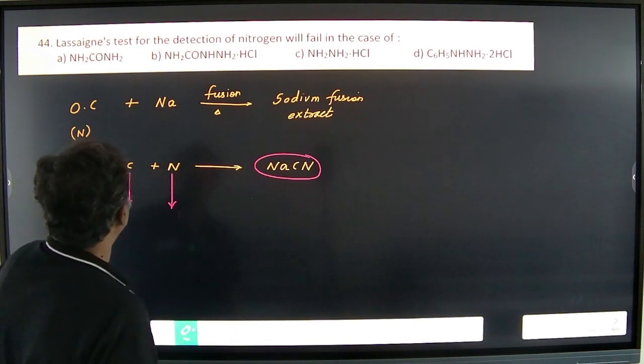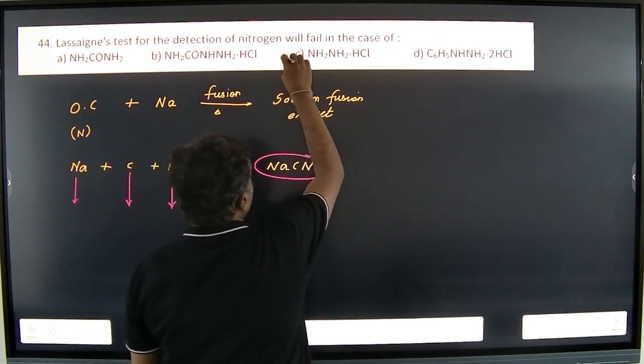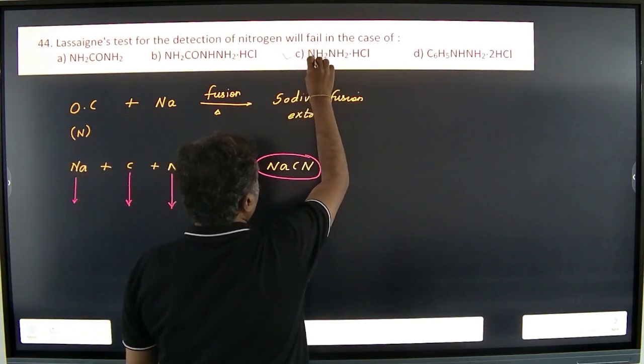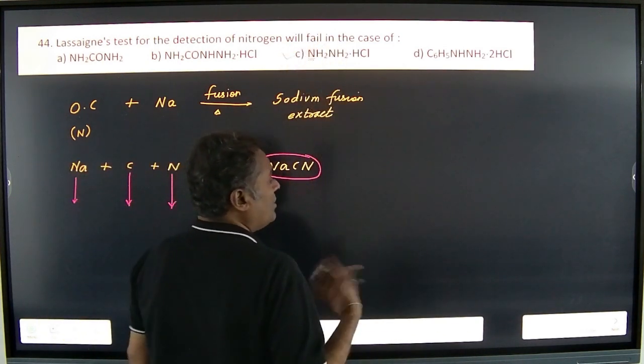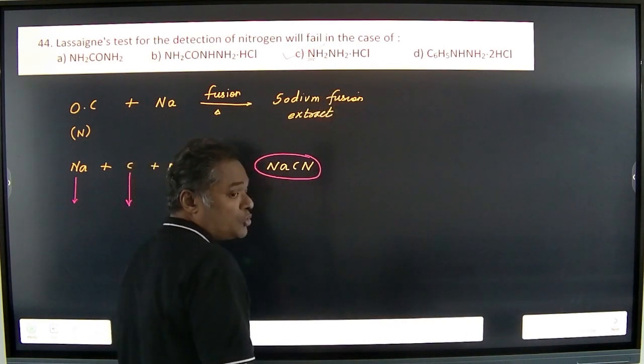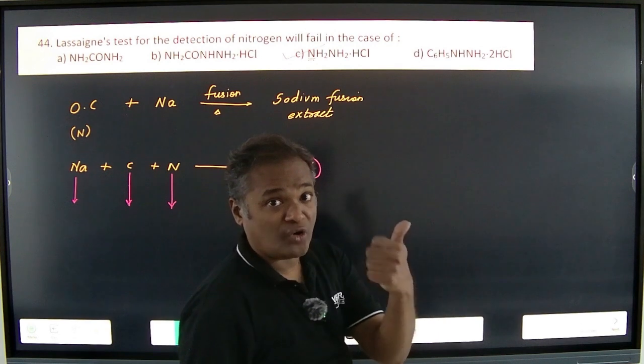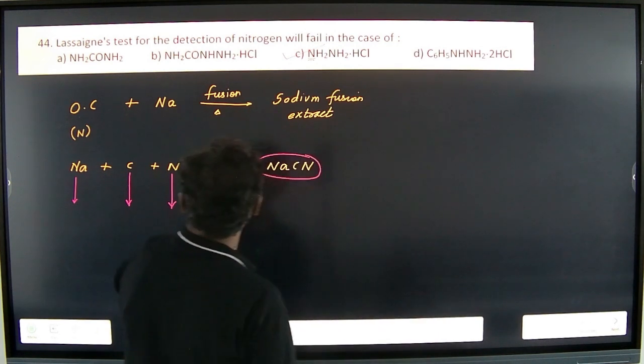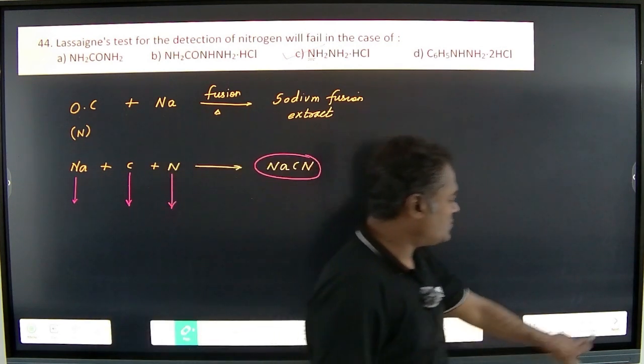In that case, your correct answer has to be C, because here you have got nitrogen, you have got sodium, but from where will you be getting carbon? That means this compound will not show the sodium fusion test for nitrogen. I hope this is clear to you. Let us proceed to the next question.